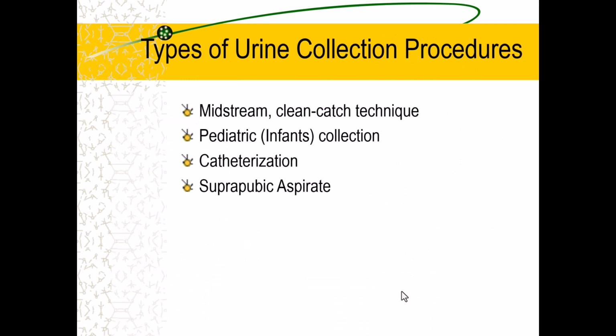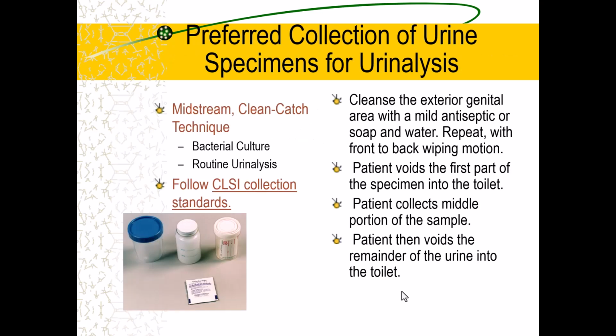So now we're going to talk about types of urine collection procedures. We're going to talk about midstream, pediatric, catheterization, and suprapubic aspirate. There are other, less often used ones, but those are the 4 main categories. Certain ones have subgroups under them, but we're just going to talk about the 4.